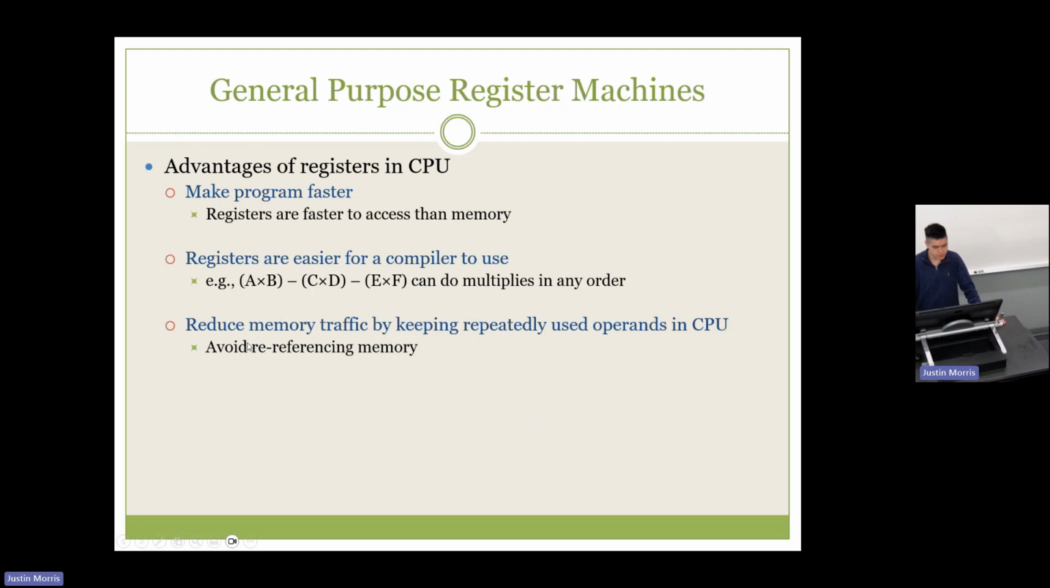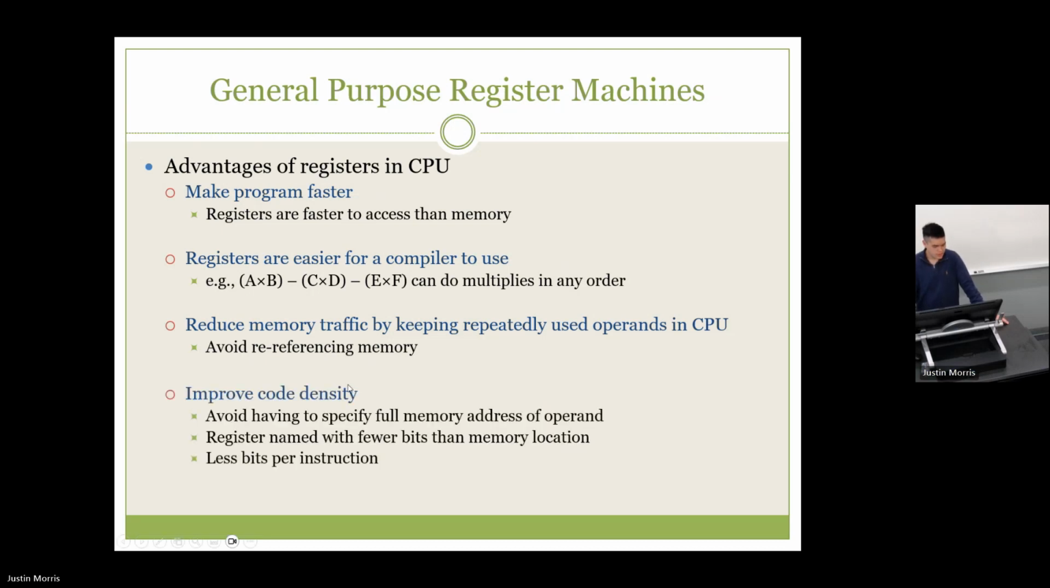We're also going to reduce memory traffic by keeping repeatedly used operands in the CPU. This is just going back to what I said. Load it, not into memory, but into the register file, and keep it there until you're done with it. And then when you're done with it, put it back into memory. This is so that we avoid re-referencing memory. This also improves code density because we avoid having to specify full memory addresses of an operand.